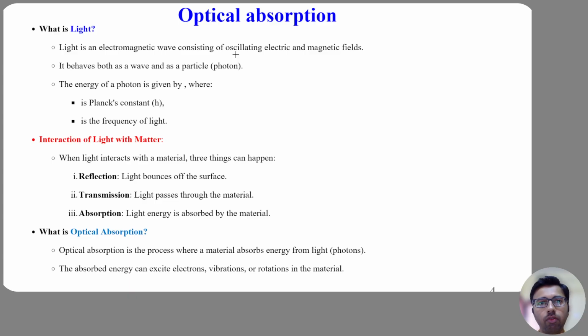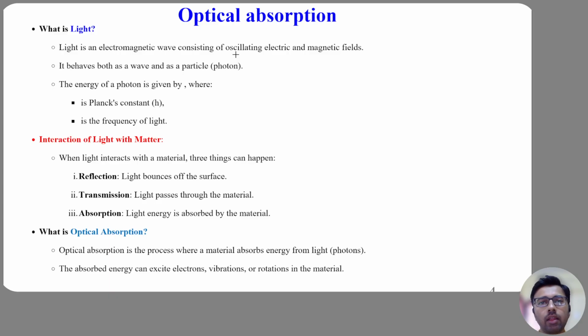The energy of a photon is given by the equation E equals h nu. Here h is Planck's constant, equal to 6.626 times 10 to the power minus 34 joule seconds, and nu represents the frequency of light.